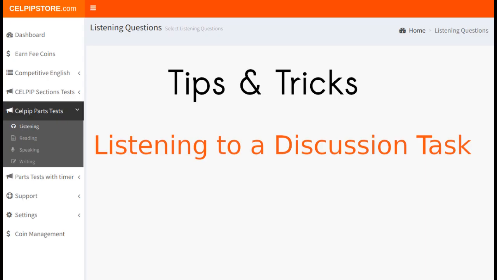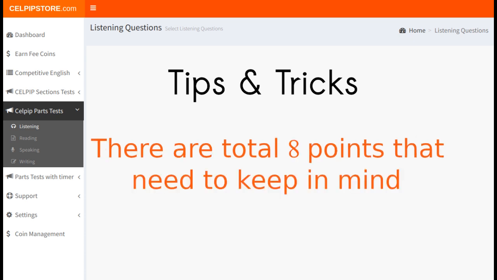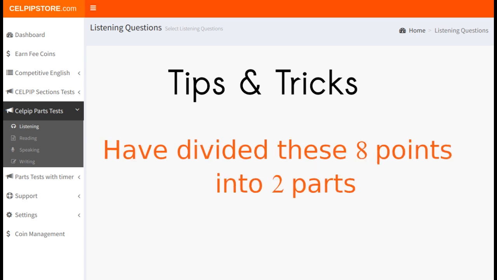Now, let's start with tips and tricks for CELPIP Listening to a Discussion task. Let's check out important points in task 5. There are a total of 8 things that you need to keep in mind while attempting this task, and I have divided these 8 points into 2 parts. In part 1, I will share some points which we need to keep in mind while attempting almost every task in the listening section, whereas in part 2, I will share the next 4 points which are related to what to watch the video for. Let's talk about all these 8 points one by one.